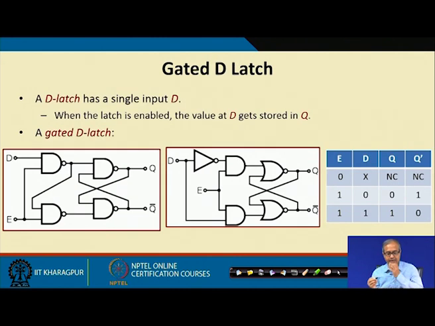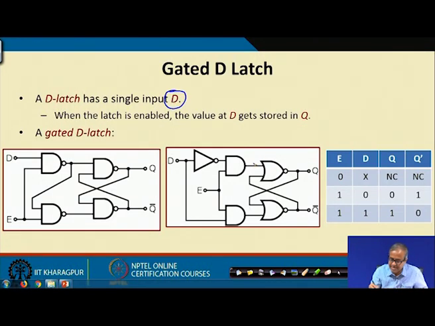Okay. Now, come to another kind of a latch which is much simpler type, which is called a D latch. Now, what is a D latch? Just as compared to an SR latch which had two inputs S and R, a D latch has a single input called D. And basically, when you enable the latch, the value you are applying at D will get stored inside the latch, very simple. This is how you can design a D latch.